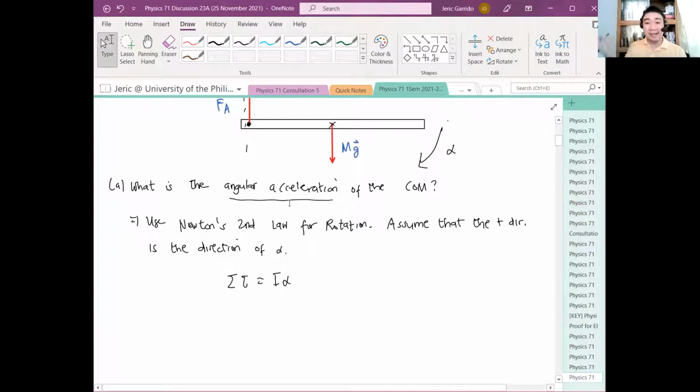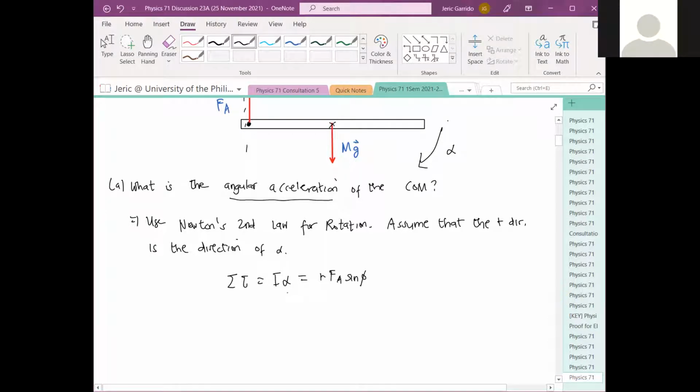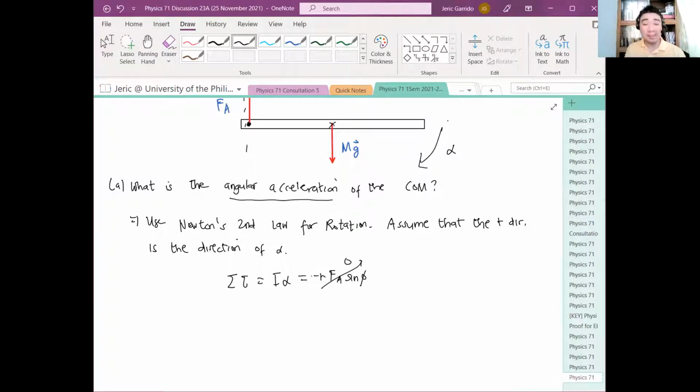Okay. So, if this is the pivot, ano ngayon yung torque na ina-exert ng Fa? The torque exerted by Fa is just 0. Bakit? Kasi pwede mong isipin yan na R Fa sine phi. But what is R? What is the lever arm? It's 0. In fact, dapat negative yan, kasi opposite the direction. I'll discuss that later. But for the meantime, the torque exerted by Fa is 0. Now, what about the torque exerted by weight?